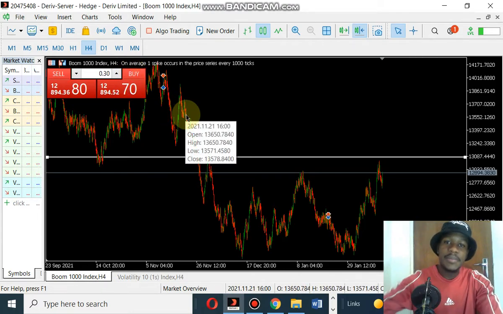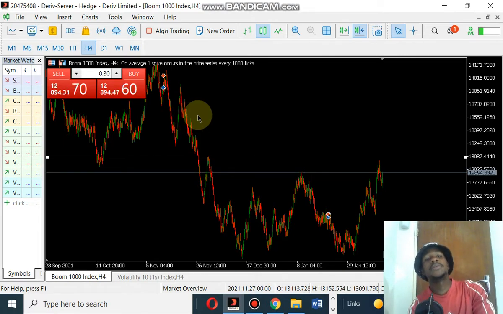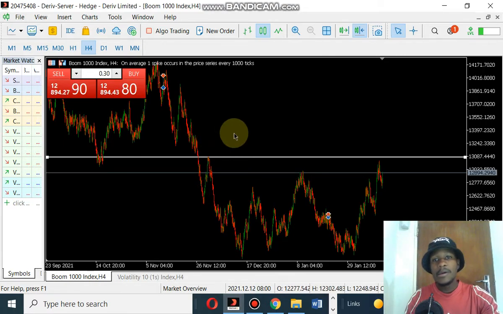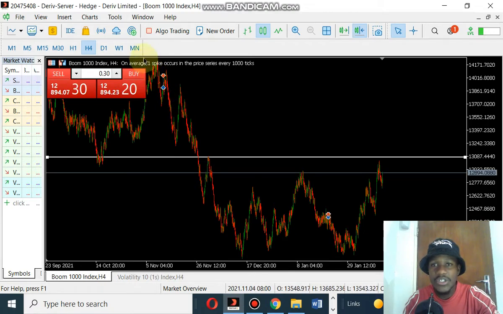Let's check. Remember that we are using price action. Since we are using price action, it's wise for us to check the overall trend. So how can we check the overall trend? We need to start from monthly until 1 minute. That's the advantage. That's how you use multiple time frames. Okay, let me show you how it benefits.